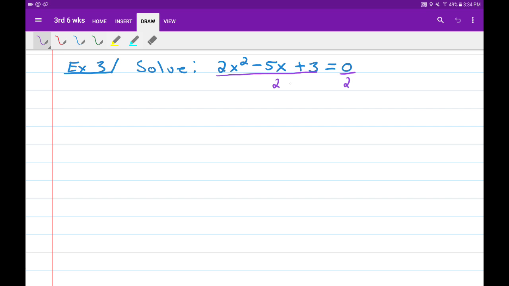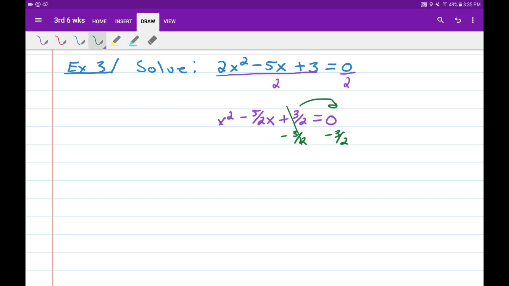So 2x squared divided by 2 is x squared. Negative 5x divided by 2 is negative 5 halves x. And then 3 divided by 2 is positive 3 halves. And of course 0 divided by 2 is still a 0. Okay, still going to do the same thing. Move that other thing around to the other side, our c coefficient. So I'm going to subtract 3 halves from both sides.